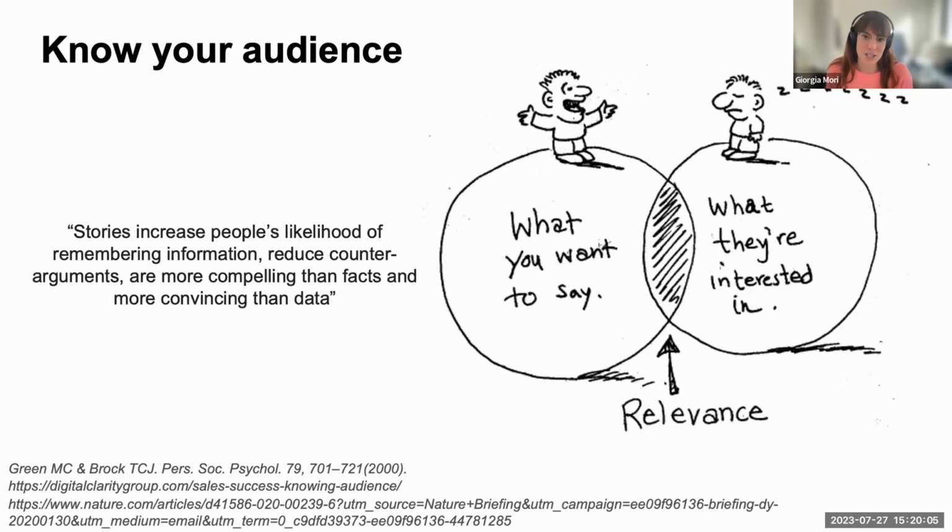So essentially, tell a good story. It's actually neuroscience that tells us that stories increase people's likelihood of remembering information, reduce counter arguments, and are more compelling than facts and more convincing than data. Most effective science communication really comes down to just telling a good story. Knowing your audience and your communication objective is crucial, but if you can turn your message into a story, it has a much better chance of being accepted.